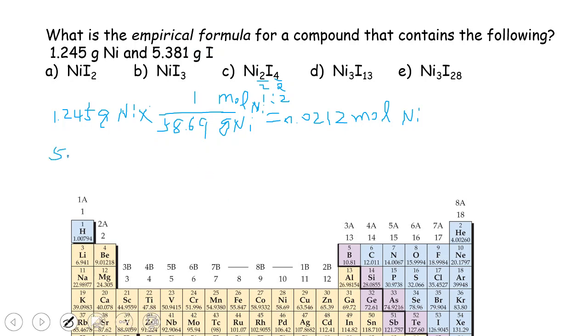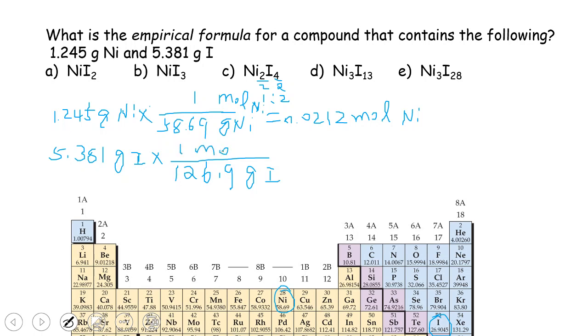There are 5.381 grams of iodine. We are converting from grams of iodine using the molar mass, 126.9. You see right here. So let me just circle that. All right, and the nickel, that's right there. Okay, so for iodine, that's 126.9 grams of iodine.